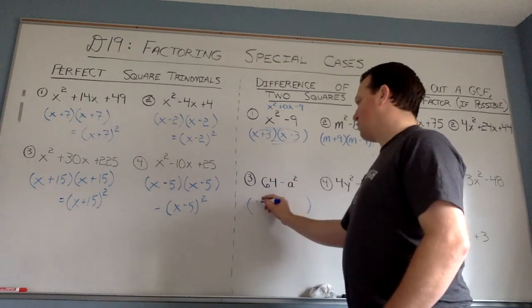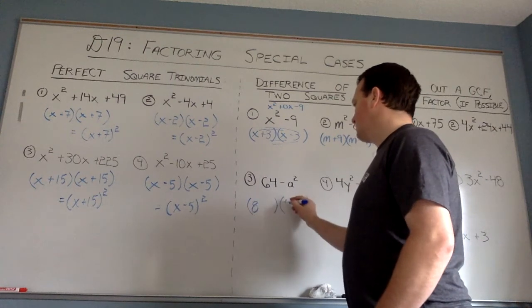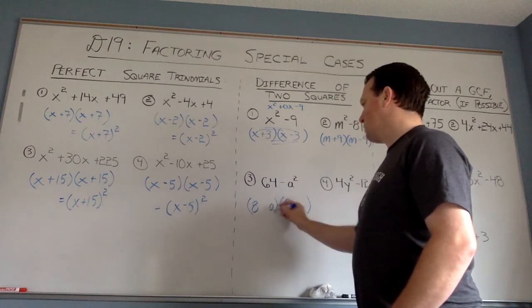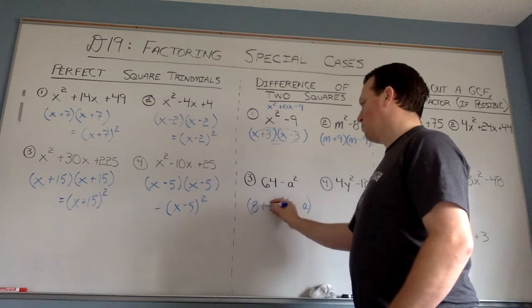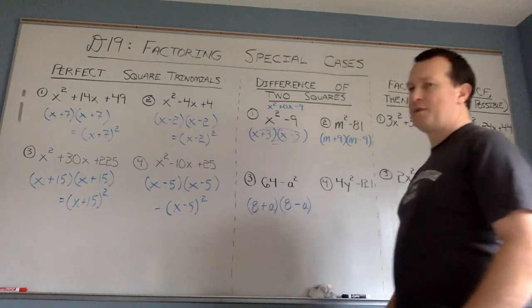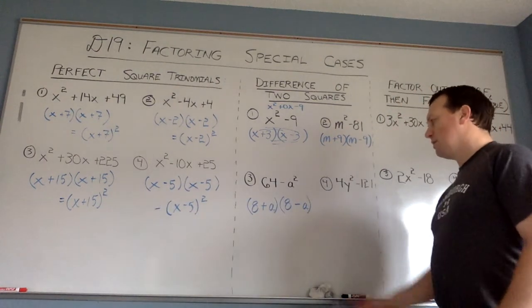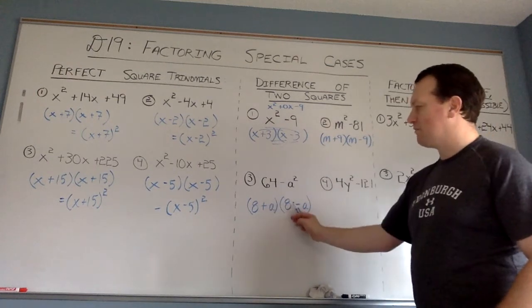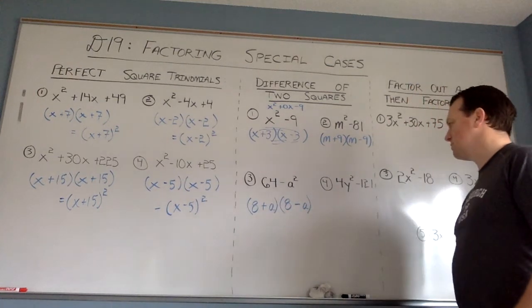So I have to take the square root of 64, which is 8. The square root of a squared is a. One plus, one minus. So it does have to be 8 plus a and 8 minus a. The 8 has to come first, the a's have to come second.